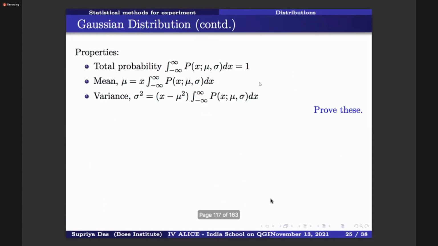Like other distributions, it has properties like the total probability is always 1. You all know the mean is this, and the variance is this. Once again, I would urge you to prove these relations, these properties.